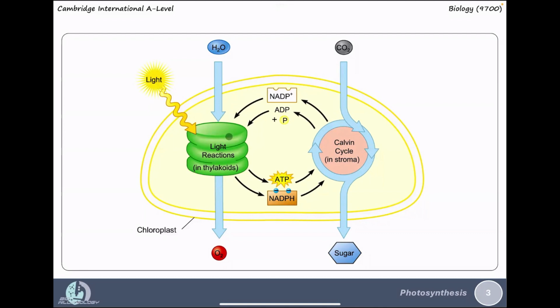During light-dependent reactions, oxygen molecules are produced. During light-independent reactions, sugar or organic carbon compounds are produced through the Calvin cycle. In the next few lessons, we are going to explore in more detail the reactions that take place during the light-dependent stage, as well as the Calvin cycle, and how the Calvin cycle takes place in the chloroplast stroma.